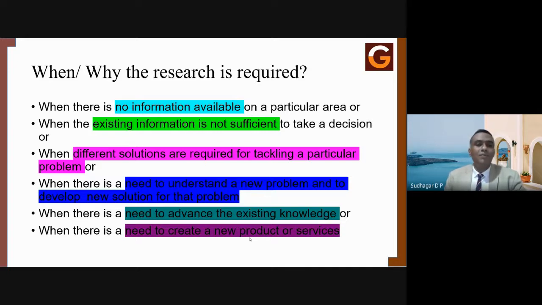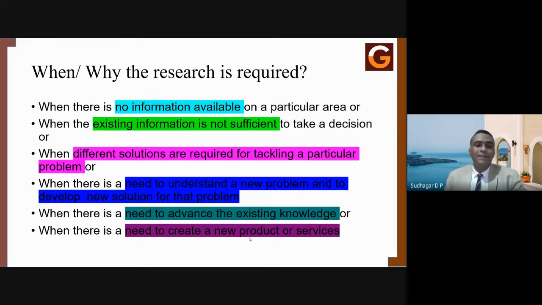The other factor is when there is a need to understand a new problem and to develop a new solution for the problem. For example, if you take COVID-19, after the COVID-19 outbreak happened in India, scientists from across India, not just in India, across the globe, were spending the time, money, and the energy to understand COVID-19, to develop a vaccine for COVID-19, and also to come out with the concept of how COVID-19 transmission can be easily stopped. So whenever there is a new problem, definitely there is research required.